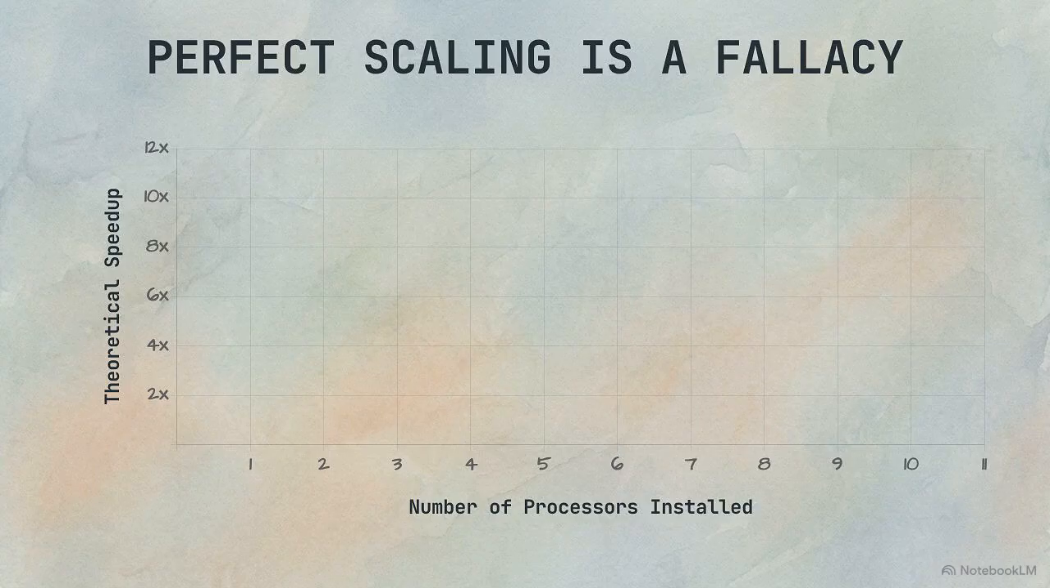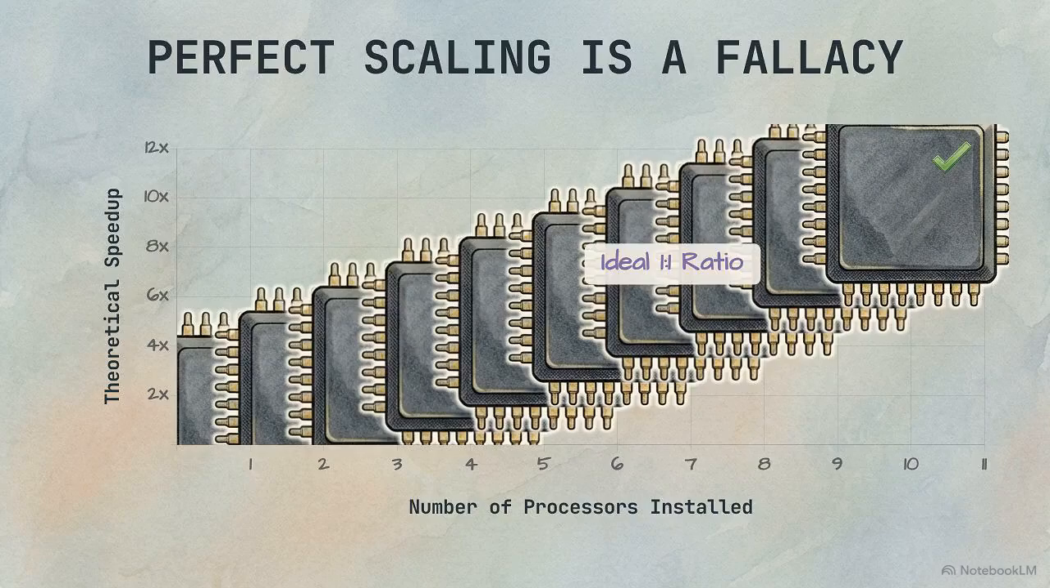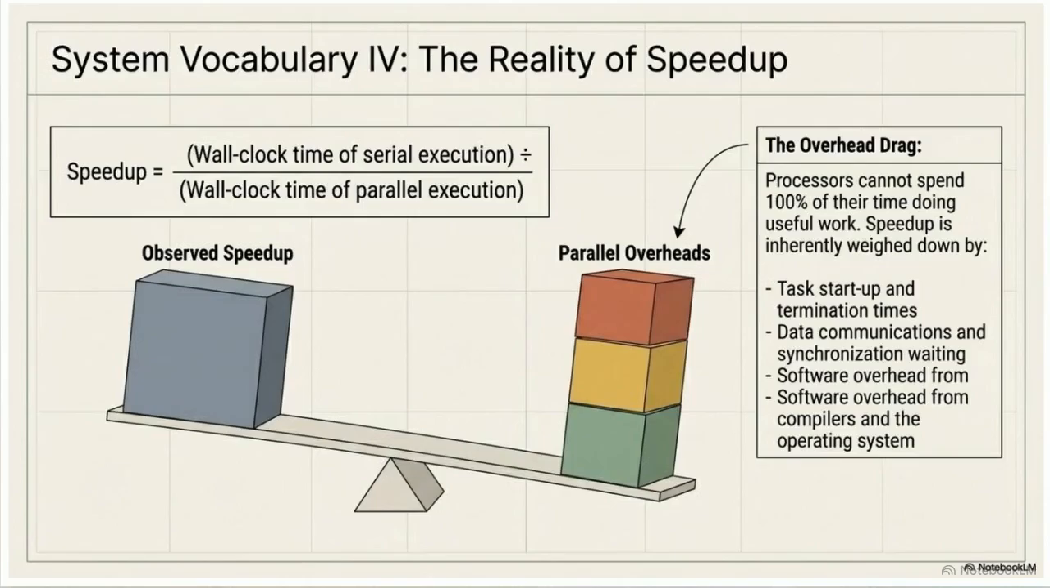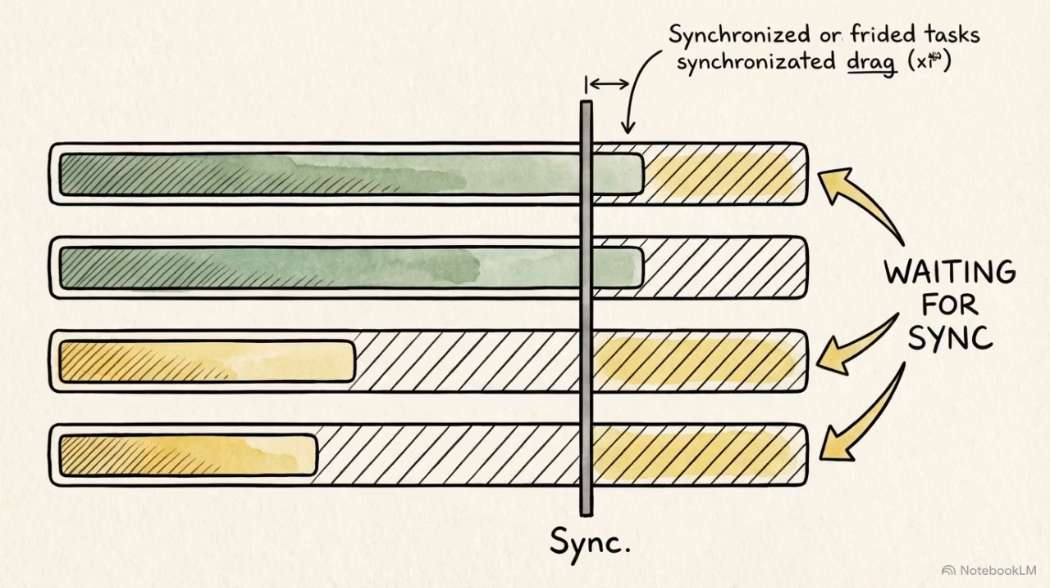This brings us to a dangerous assumption in parallel computing. It is natural to assume that if you buy 10 processors, your job will finish exactly 10 times faster. This seesaw diagram illustrates why that perfect one-to-one scaling never happens. Observed speedup is constantly weighed down by parallel overheads. These are unavoidable deductions, including the time it takes to start up tasks, the drag of operating system software, and data communication delays. But the heaviest drag on a parallel system is a mechanical requirement called synchronization.